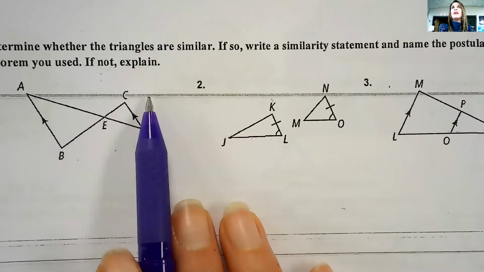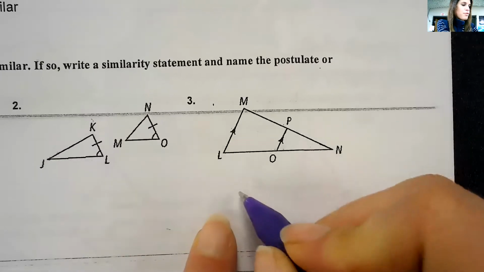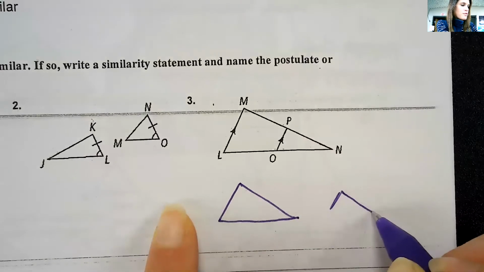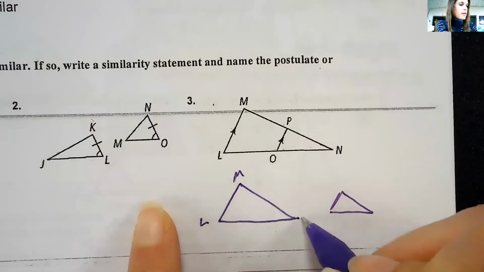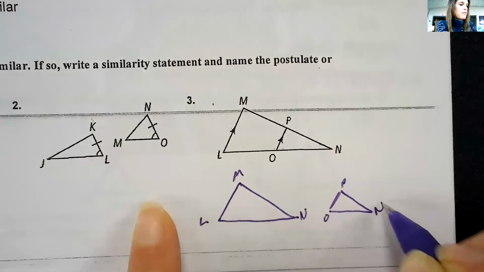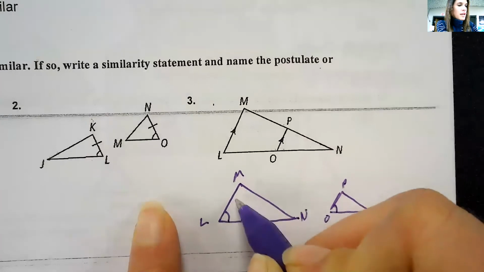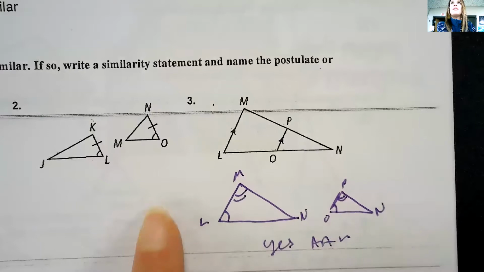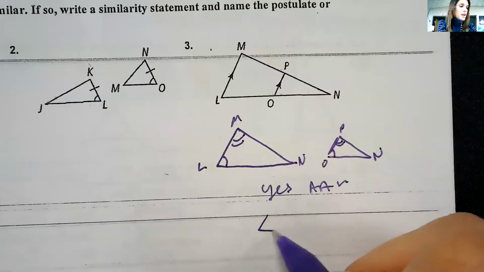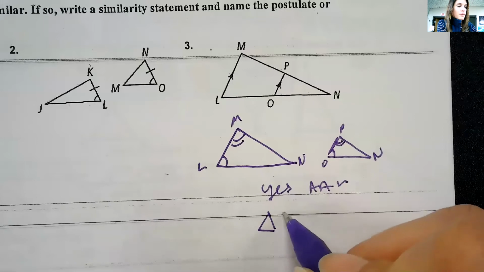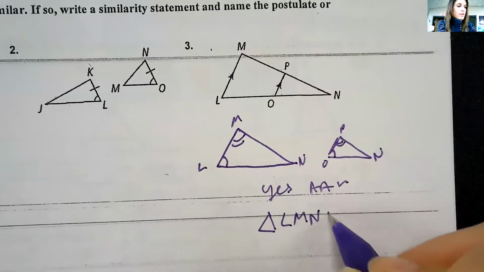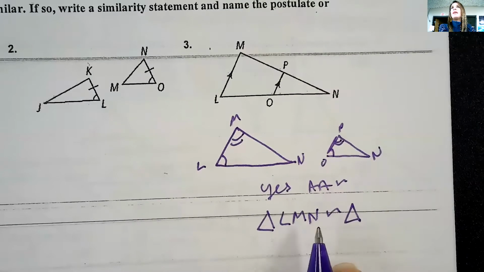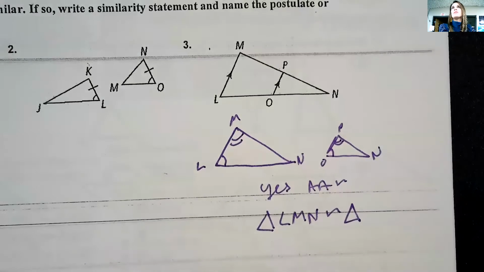So after you say yes or no, like on number 3, if you're doing this problem, you have your 2 little triangles, L, M, N, and O, P, N. And we have these congruent corresponding angles. So I'm going to say yes by angle similarity. And then I have to state that the triangles are similar, or name them and make sure that they're named in the correct order. Now, when you look at the answer key, if they didn't list it as LMN, you're gonna need to check and see if your letters are in the same place as the other one.